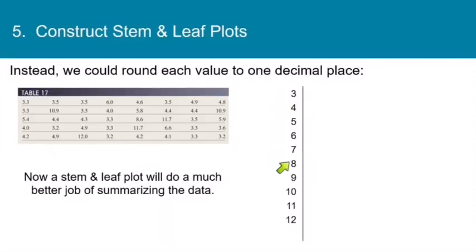I've already got the stems laid out here. The stems will now go from 3 to 12, and I won't drag you through the process again of putting each leaf down individually, but I'm going to take you straight to the finished stem and leaf plot. And let's remember that we also need a legend so that somebody reading this table knows what the original numbers were. So we would need to say something like a stem of 3 and a leaf of 2 is equal to a value of 3.2.